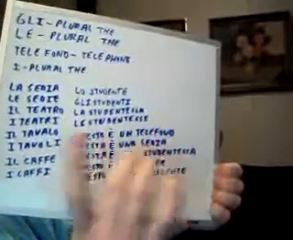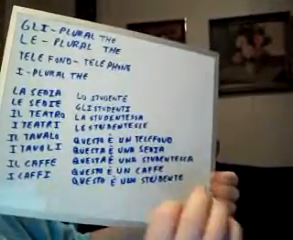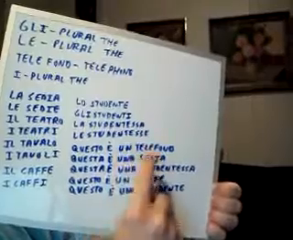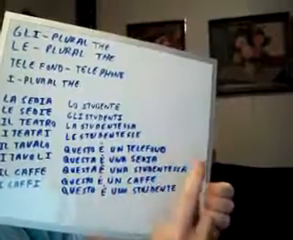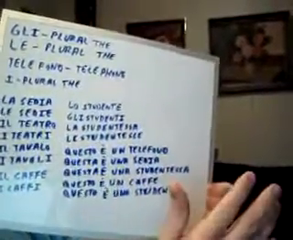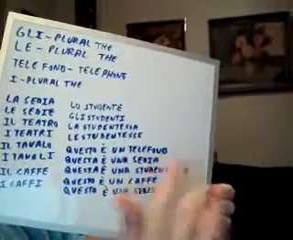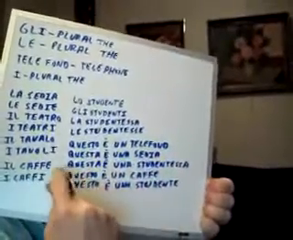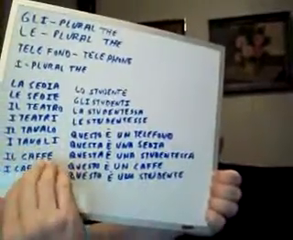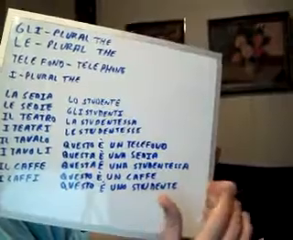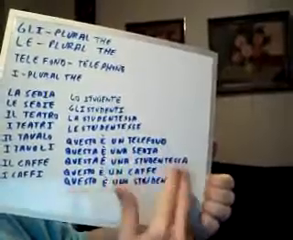Now, questo, as I told you in a previous lesson, means the word this. So when you hear questo, you know that it means this. Questo è un telefono is, this is a telephone. Questa è una sedia is, this is a chair. Questa è una studentessa is, this is a student. Questo è un caffè is, this is a coffee.